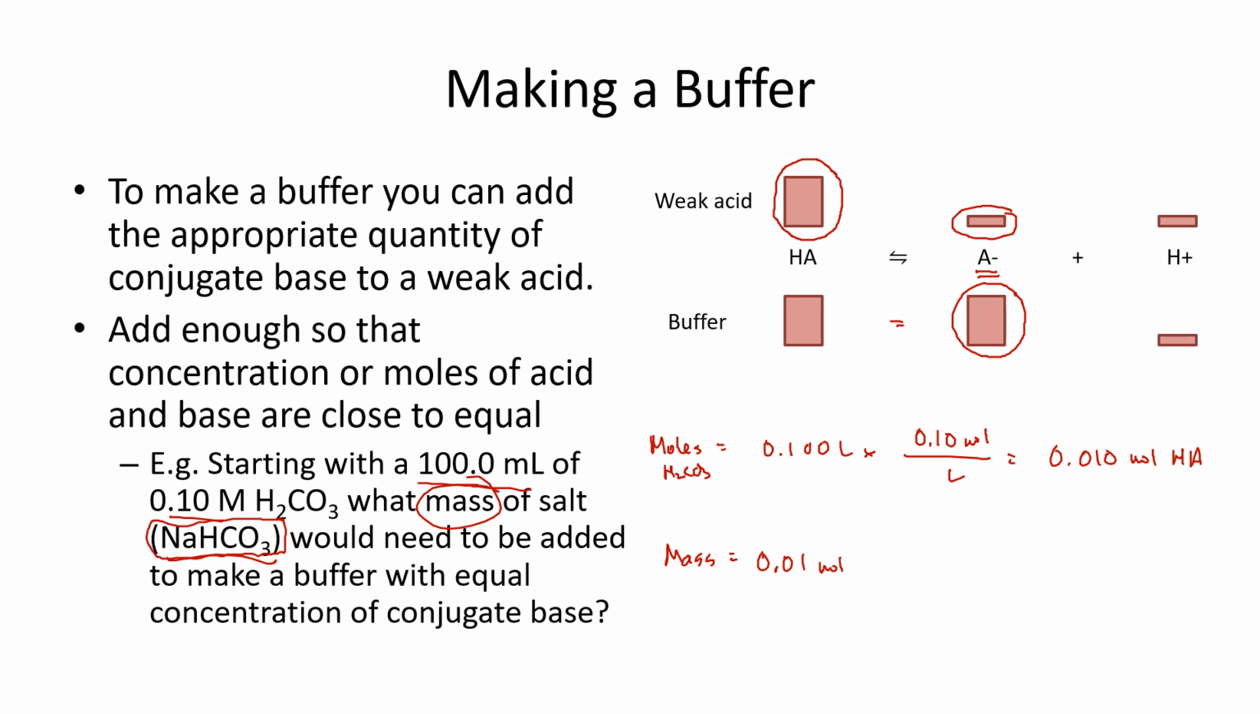So moles of, this time we want HCO3 minus. And of course there's only one HCO3 minus for every one NaHCO3, and then the molar mass, let's look that up. The molar mass is 84 grams per mole, and so that means we're going to need 0.84 grams of the baking soda to balance out the same number of moles of the carbonic acid. So once we have them equal, then we have ourselves a buffer.